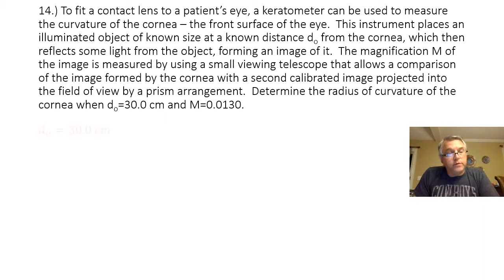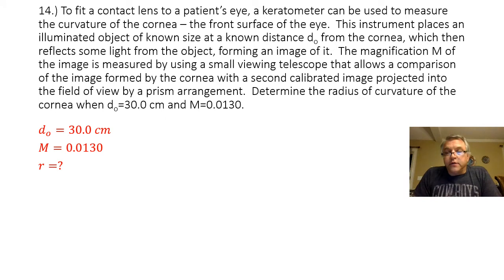We have our object distance, 30 centimeters. We are given the magnification, which is 0.0130. That was an awfully wordy problem just for two givens. Sorry about that. And we're being asked to find the radius of curvature.